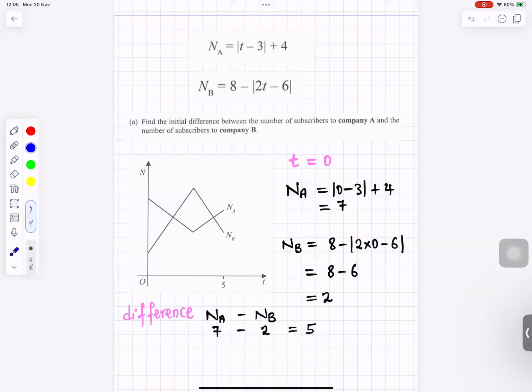So we want to find the initial difference. Initial means put t equals 0. When t is 0, you put it in the first equation. You solve it, you get 7. Put t equals 0 in the second one. You solve it, you get 2. So the difference between them is 7 minus 2, which is 5. So your answer is 5.